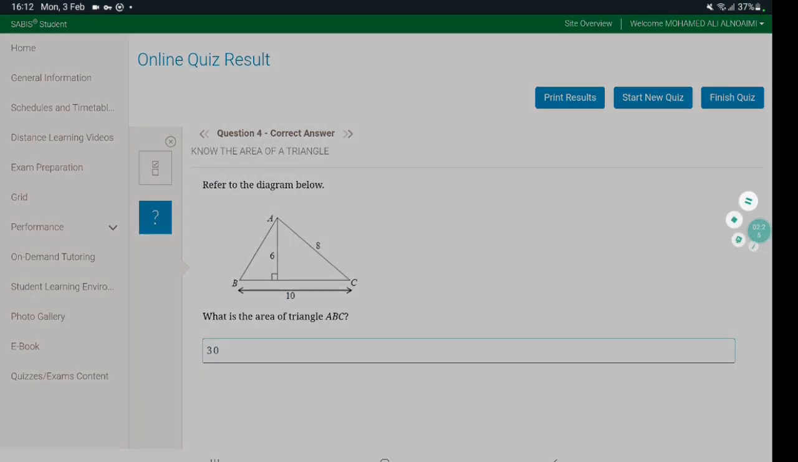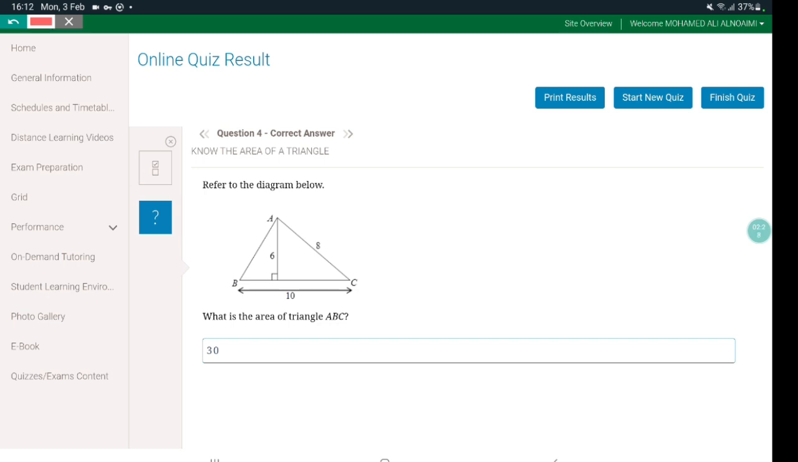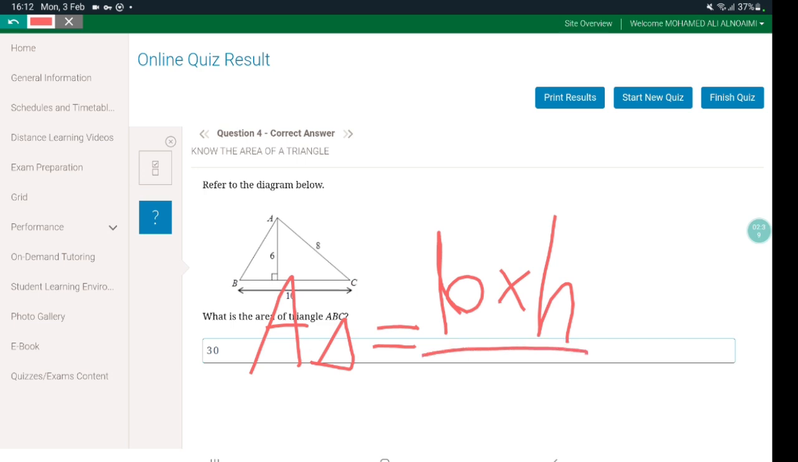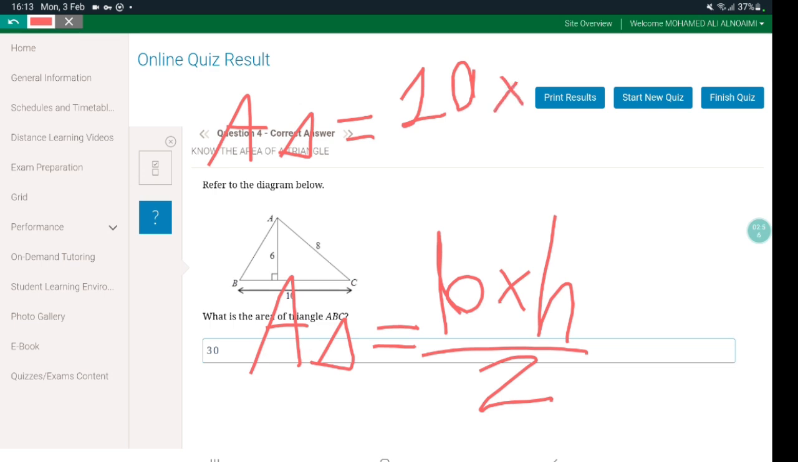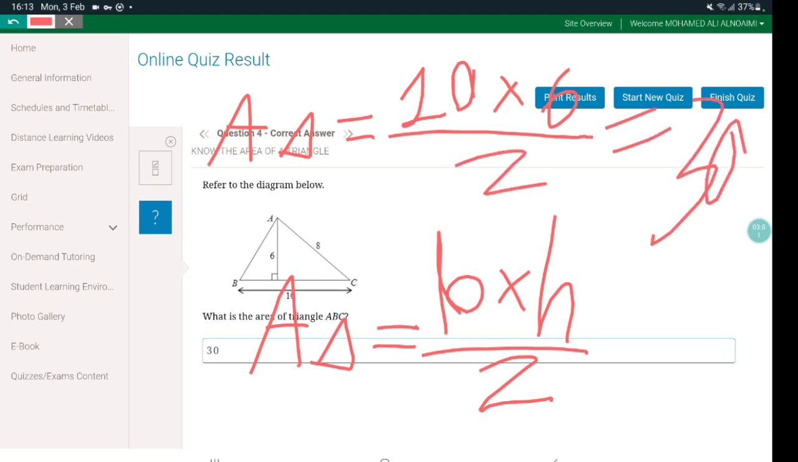Area of triangle, the rule for it, area of triangle equals base times height over 2. So 10, area of triangle is equal to 10, which is the base, times the height, which is 6, over 2, we'll get 30.